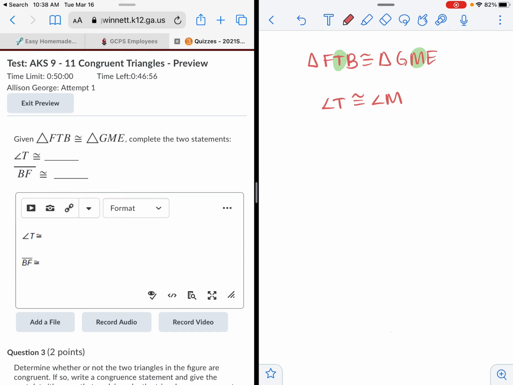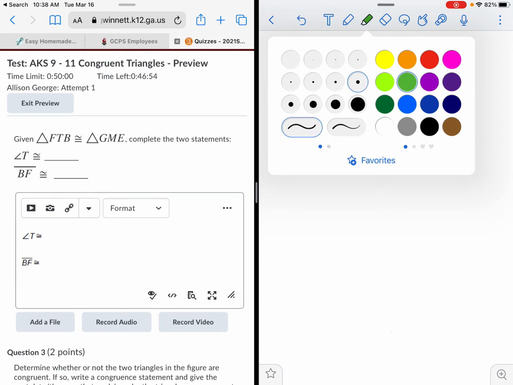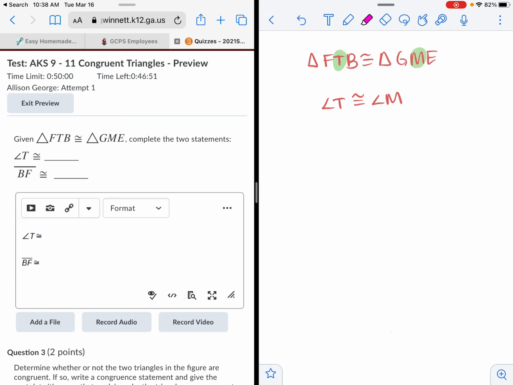All right, now we're going to look at BF. So BF goes from the last letter to the first letter. So again, I have to go from the last letter to the first letter. So BF is congruent to EG.